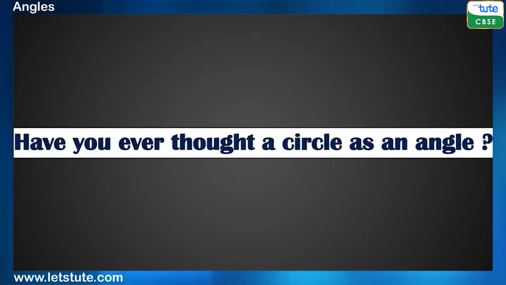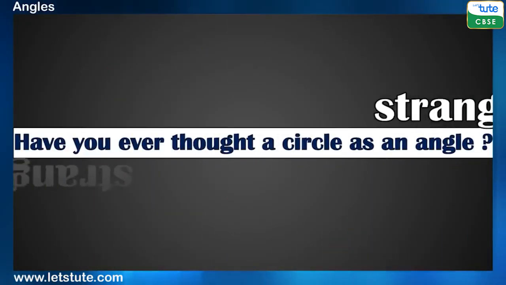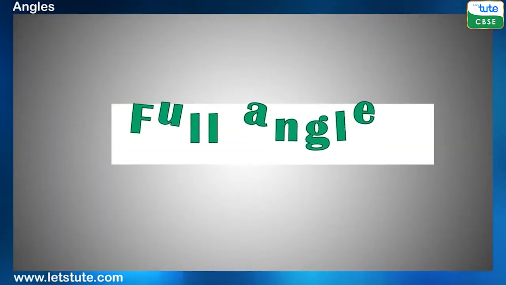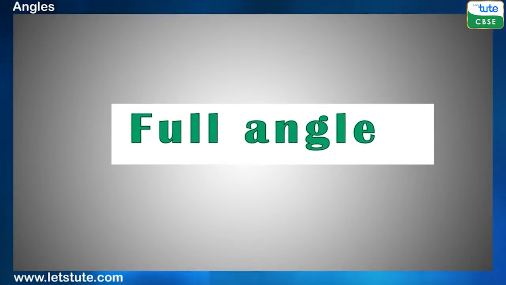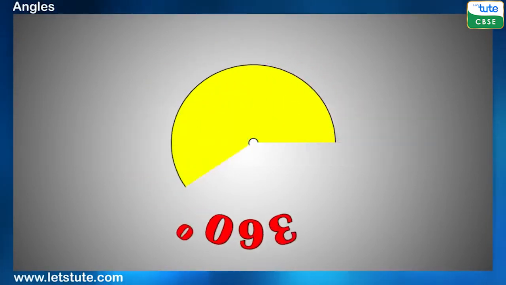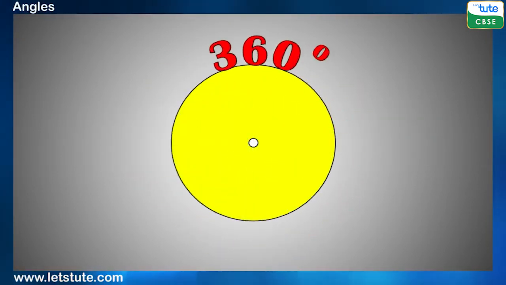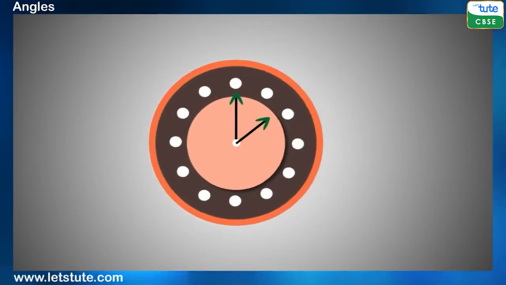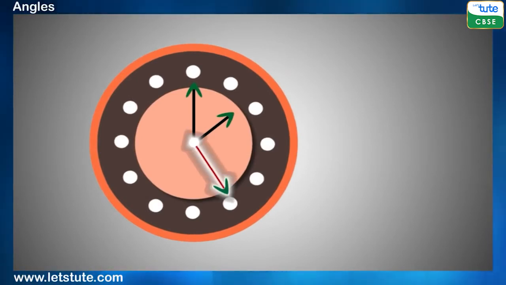Have you ever thought of a circle as an angle? Well, it's strange, right? But this is called a full angle, and the measure of this angle is exactly 360 degrees. If we see the clocks, there were only two hands. So let's take a watch with the third hand also.